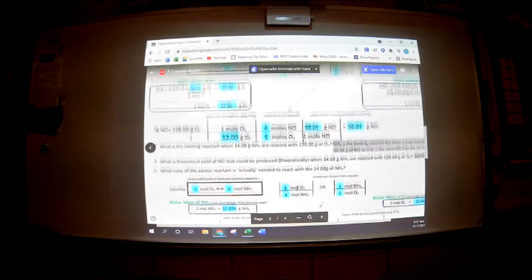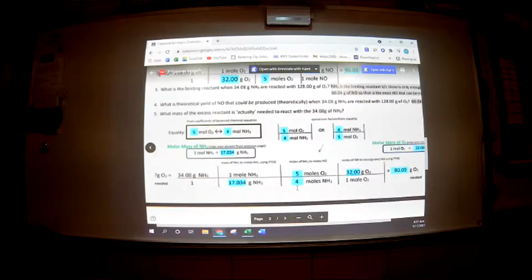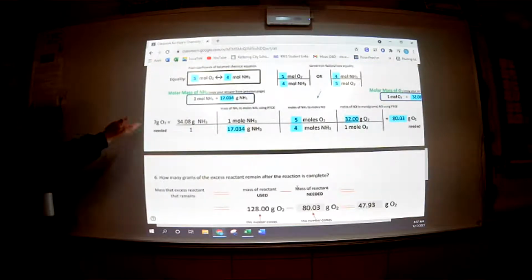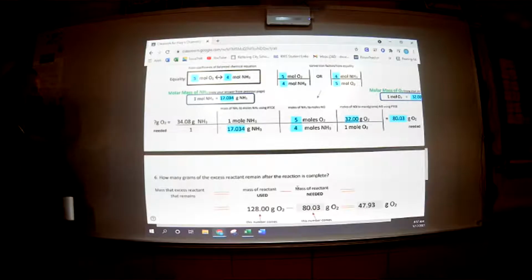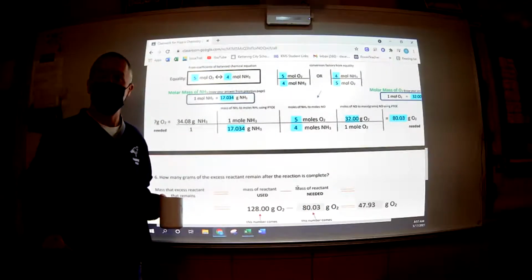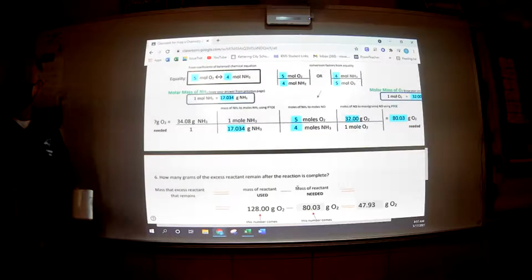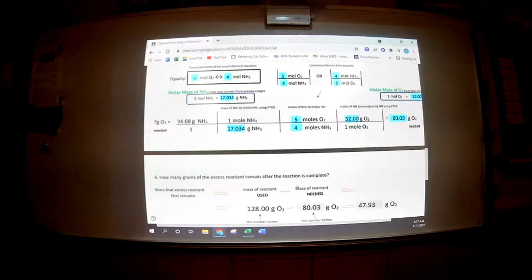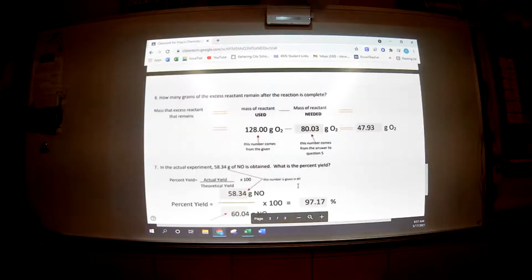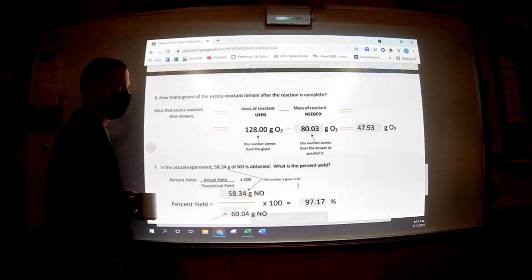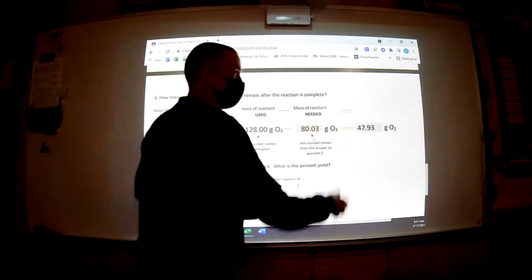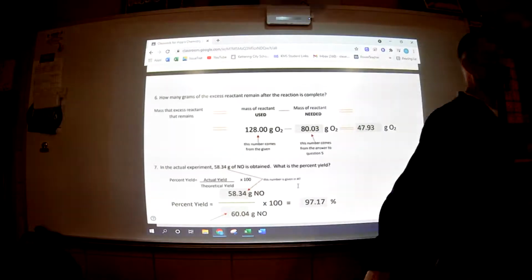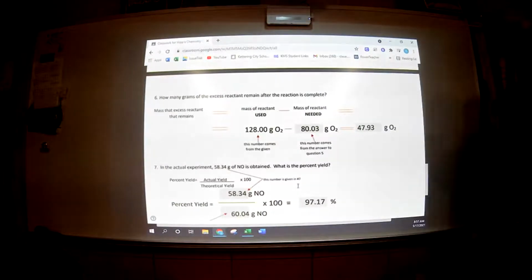So how much did we really need? How much of the oxygen do we need to react with the 34 grams? It turns out we only needed 80 grams. So when the reaction's over, if we started with 120 grams, we used 120, we only needed 80, that meant 47.93 grams of the oxygen would still be floating around unused. Does that make sense what they did there? Questions on any of that?